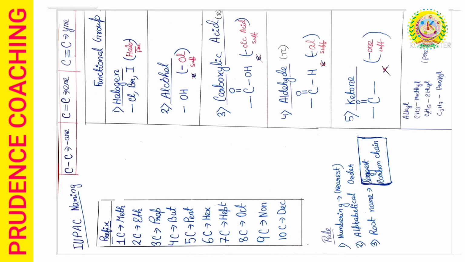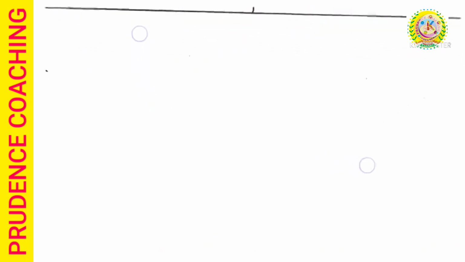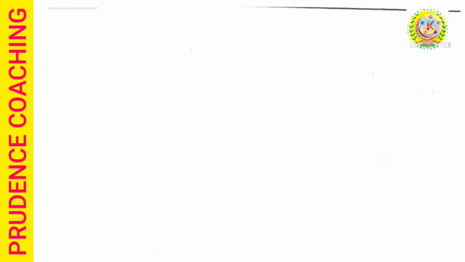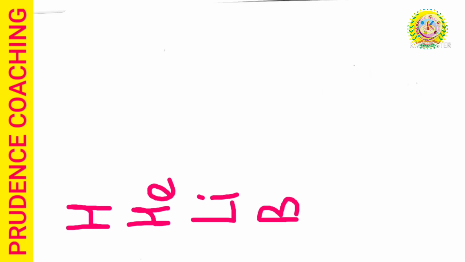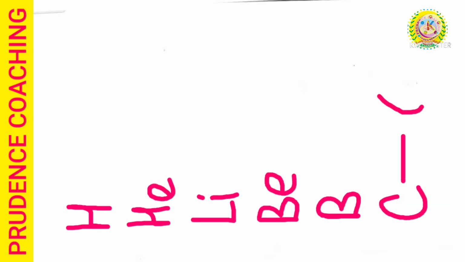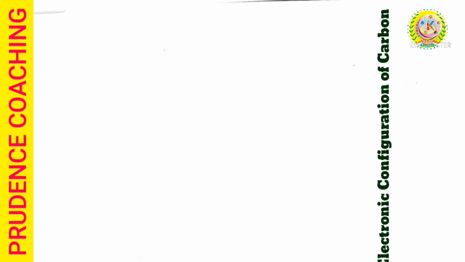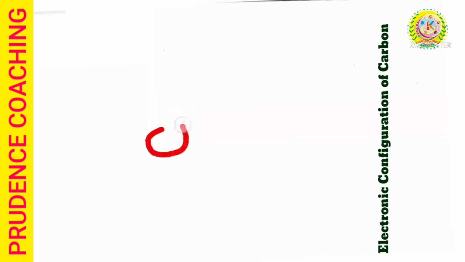Yes, we all know. Because in the periodic table, we know carbon comes in the 6th position. That is hydrogen, helium, lithium, beryllium, boron, carbon. So it is coming in the 6th position. So its atomic number is 6. Can you draw the electronic configuration of carbon? Students, I think you all know it.